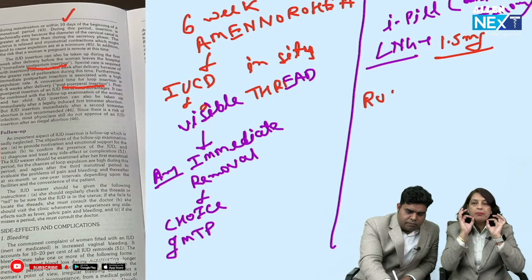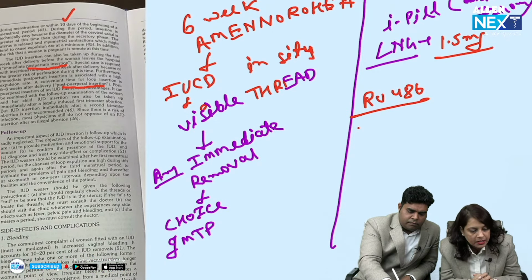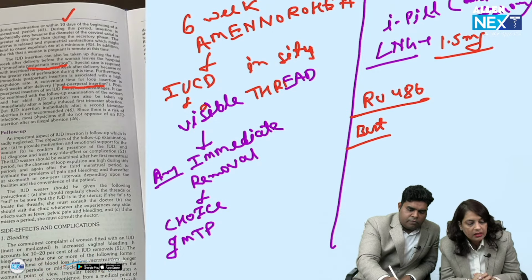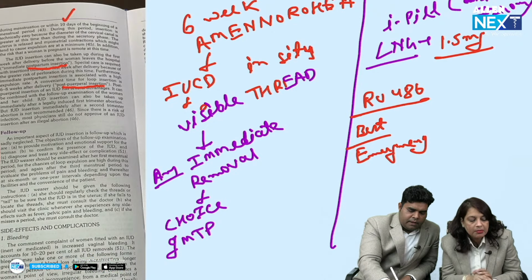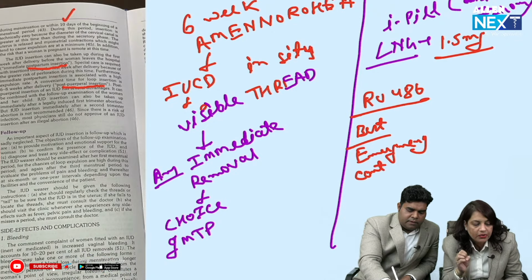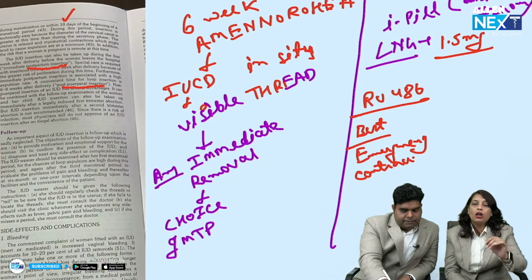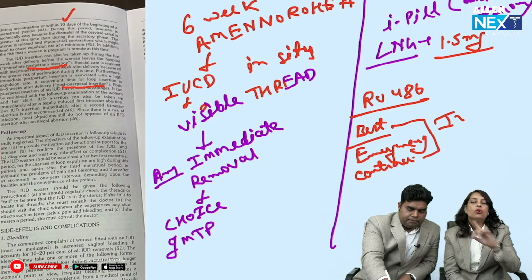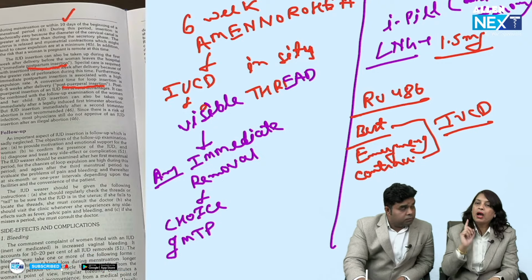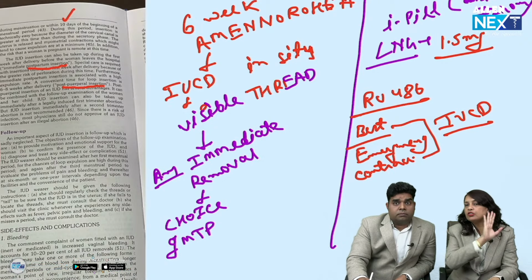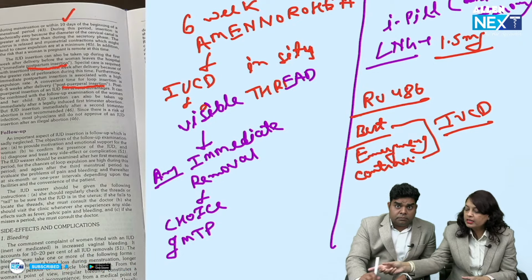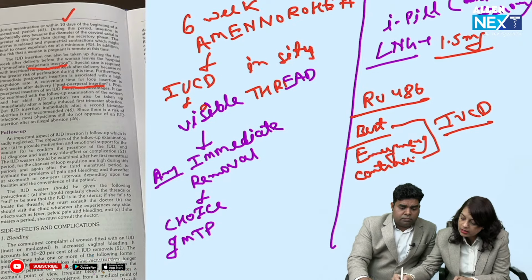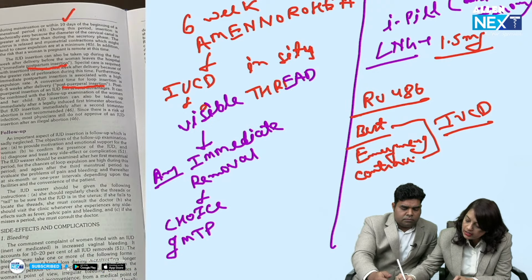Now, what is the best emergency contraception? Can you write down in the answer? Best emergency contraception, Dr. Rahul is very correct, is IUCD. All IUCDs can be given? No, only copper T. Mirena or hormone releasing IUCD is not proven. So it is to be given within 5 days of unprotected coitus. Why is the answer copper T?